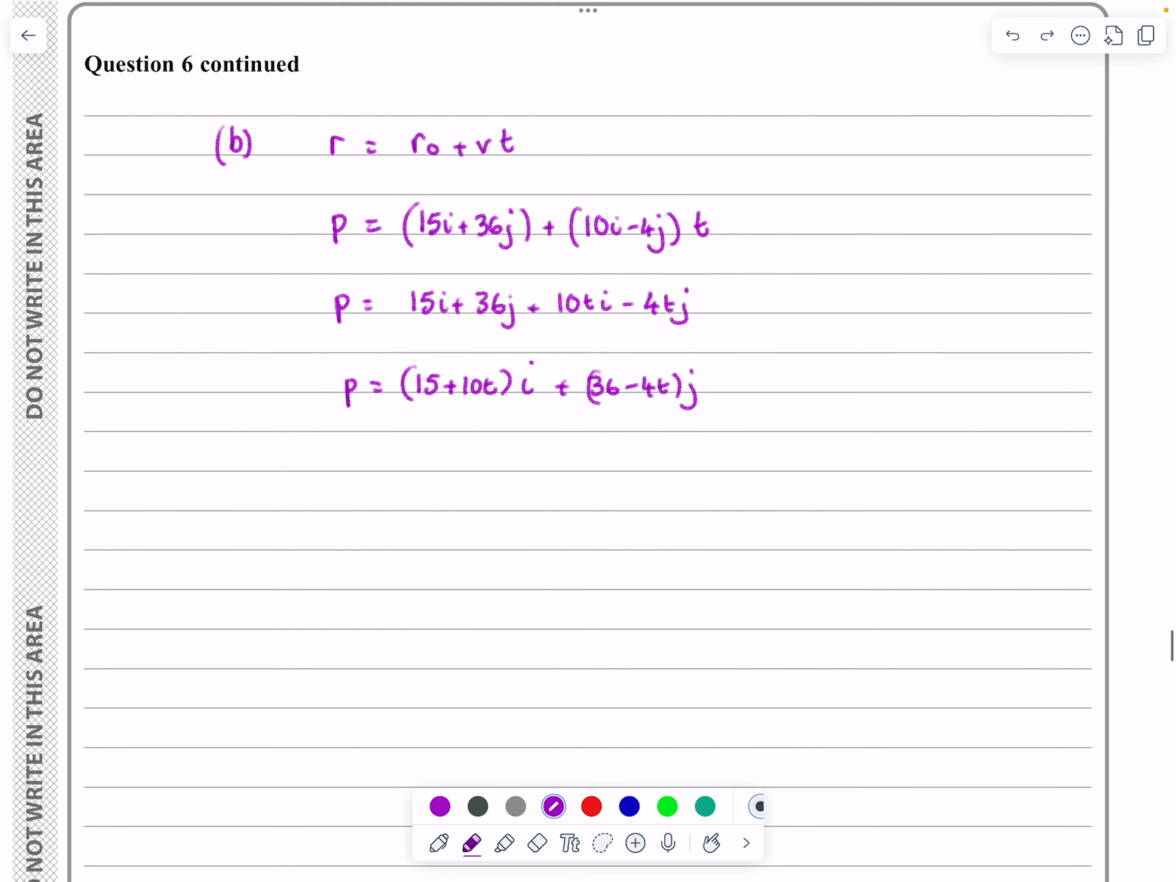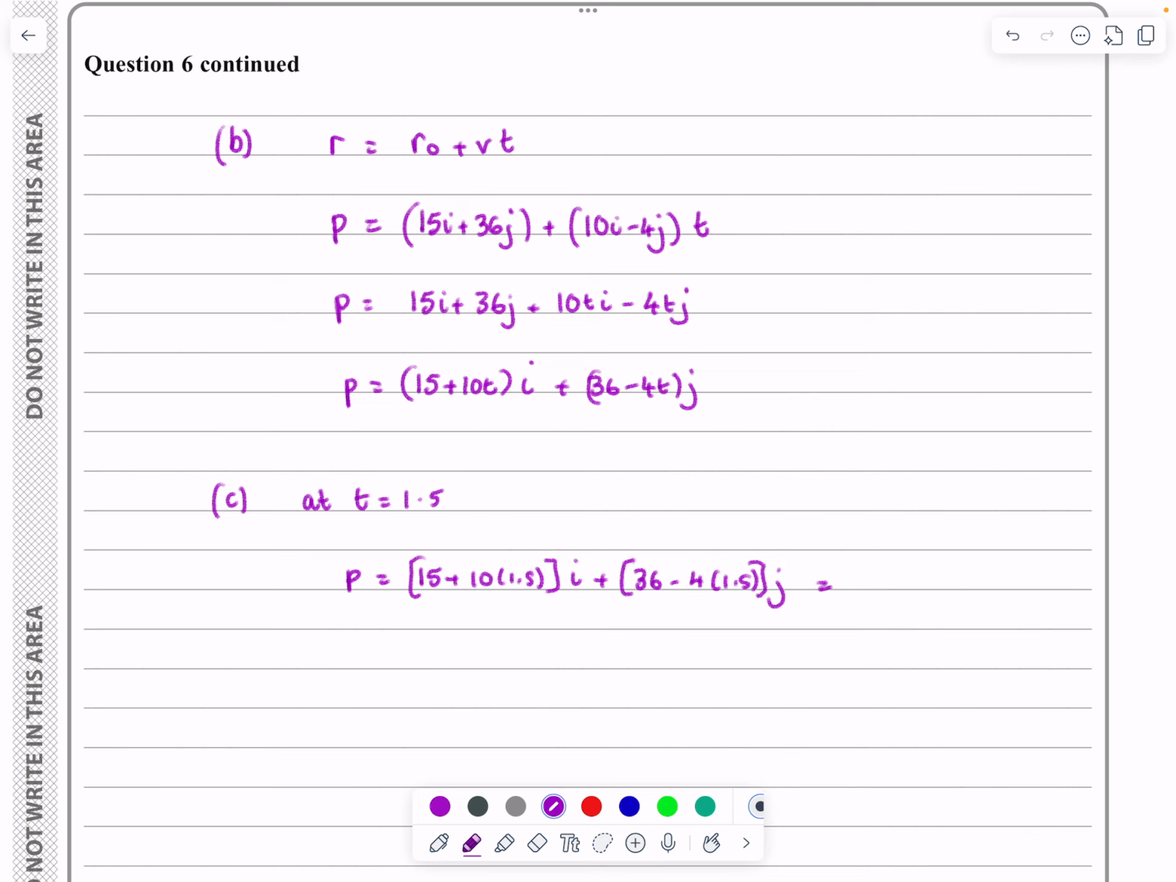So let's do that. Let's tell the examiner what I'm doing as well. So at t equals 1.5, P will be equal to 15 plus 10 lots of 1.5 i plus 36 minus 4 lots of 1.5 j.